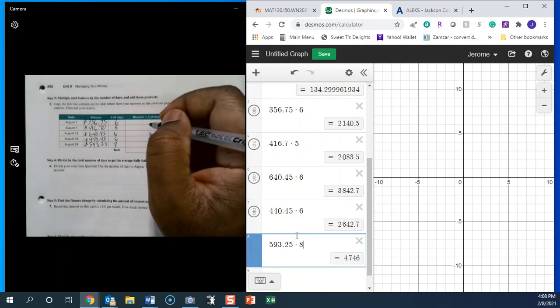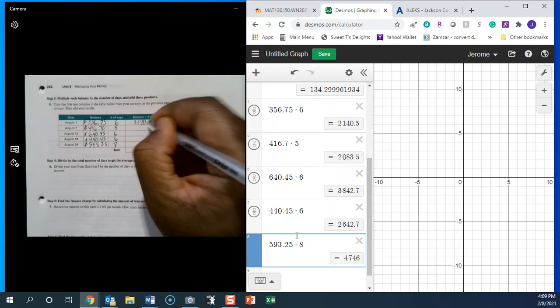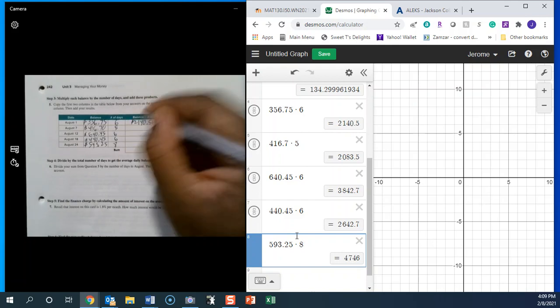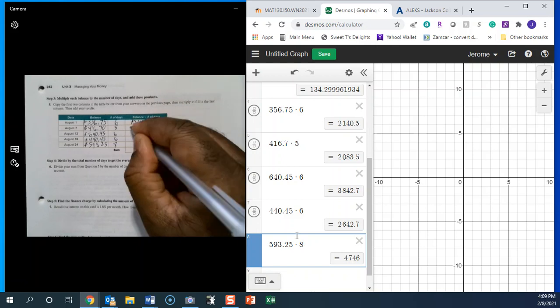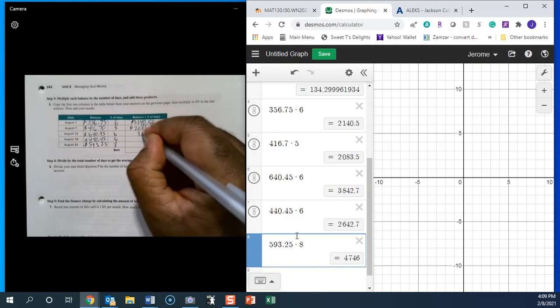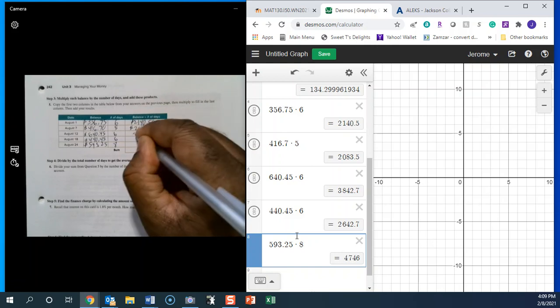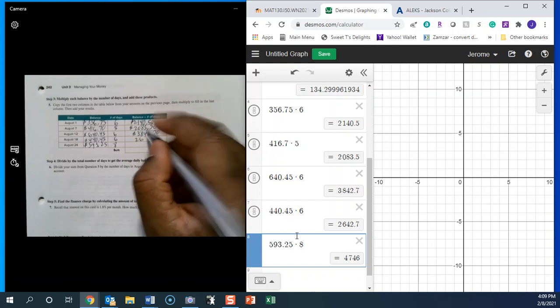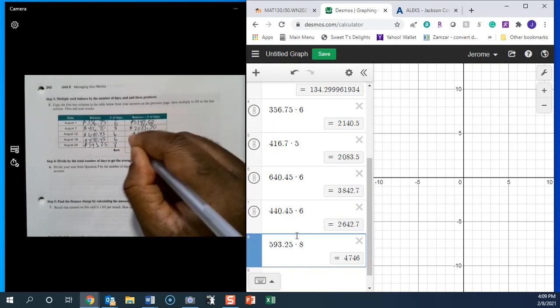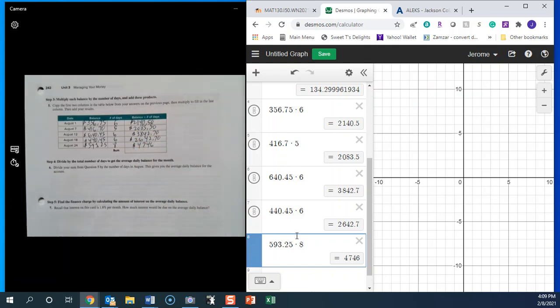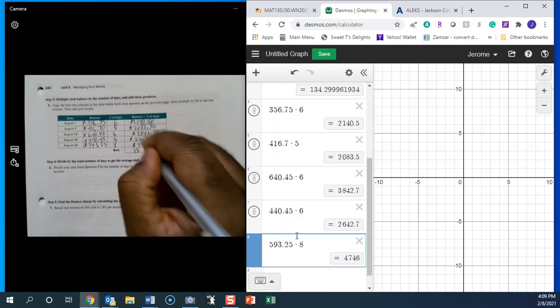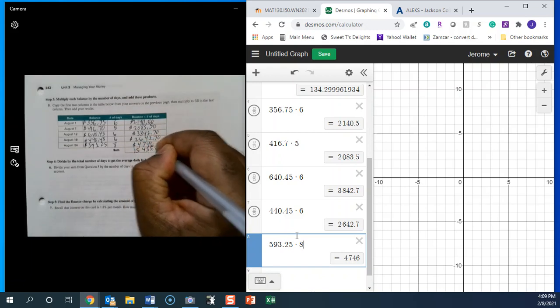All right, so we got 2,140.50. Then we had 2,083.50. And $3,842.70. And $2,642.70. Then 4,746. Now, when we add all of these up, it'll give us $15,455.40.